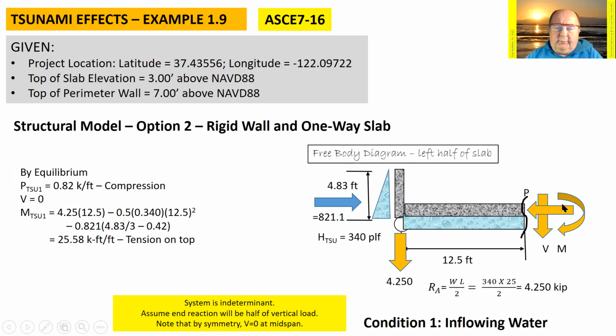Then I'm going to use equilibrium to solve for these other three. That compression force is going to have to equal whatever my horizontal pressure creates. The shear in the middle will turn out to be zero. And to get the moment, I'm going to have to sum all the moments due to this reaction, the pressure below the slab, the pressure on the side of the wall, summed about the center of the slab, gives me a moment of 25.5 kip feet tension on the top of the slab.